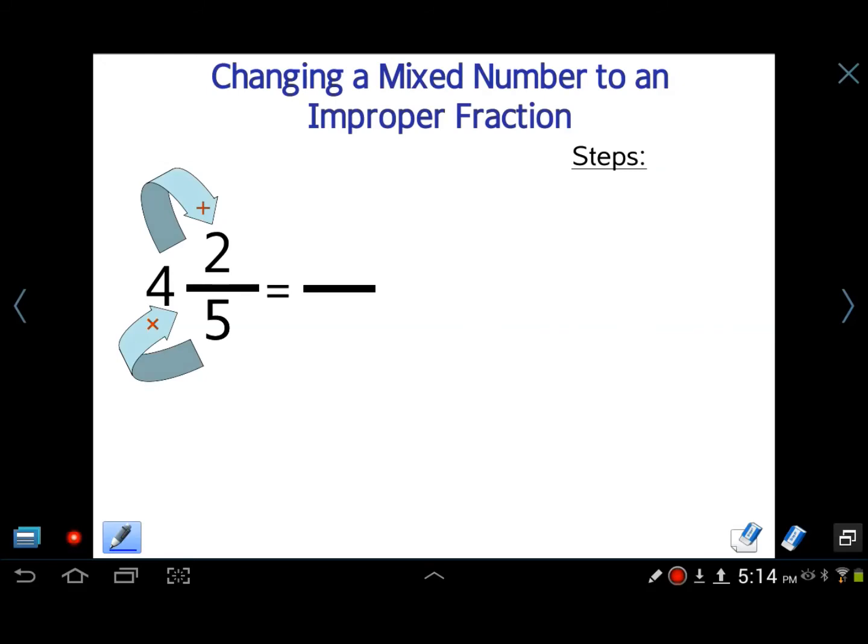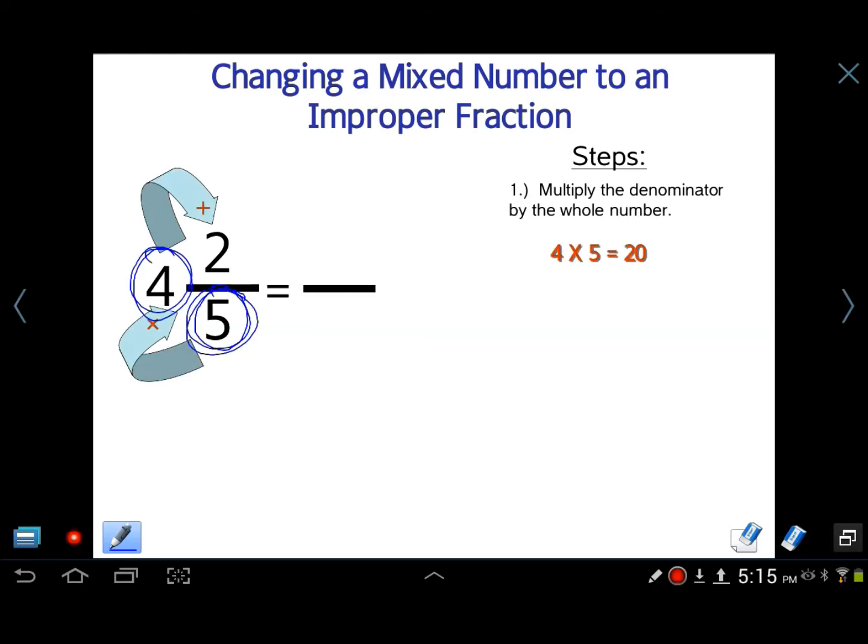We'll start with the easiest thing to do, which is changing a mixed number to an improper fraction. The steps are, first, multiply the denominator by the whole number. We start at the bottom and multiply those numbers. 5 times 4 is 20. Then our next step is to add the product. Product means the answer to a multiplication problem. That's the product, 20, added to the numerator, which is 2. So now we add it to 2, and you get 22.